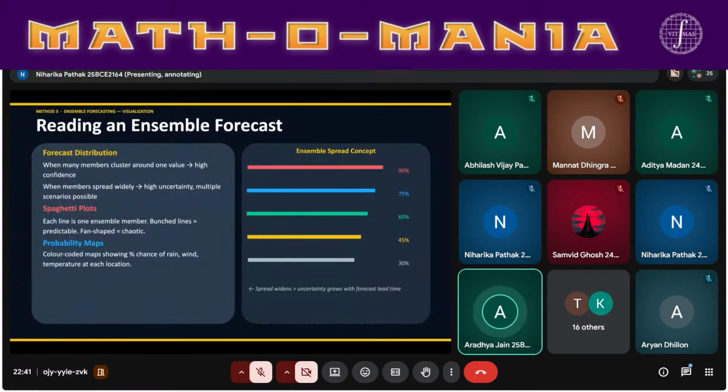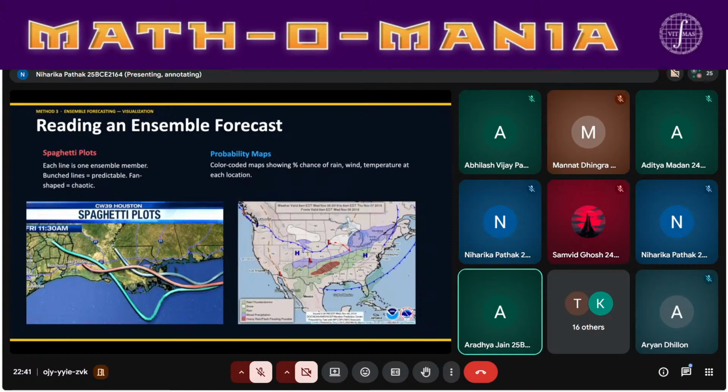Now I have my two personal favorite representations which I would like to share. Let's move on to the next slide. There are two that I really like, spaghetti plots and probability maps. In spaghetti plots, we can see in the image, let's say there's a straight line, right? In that straight line, we can say that it's quite predictable.